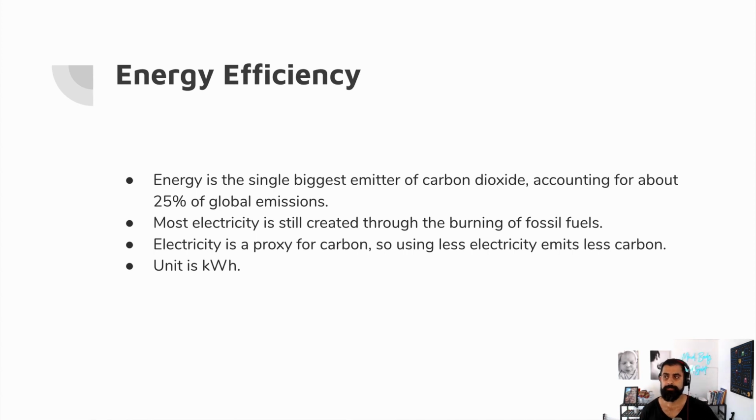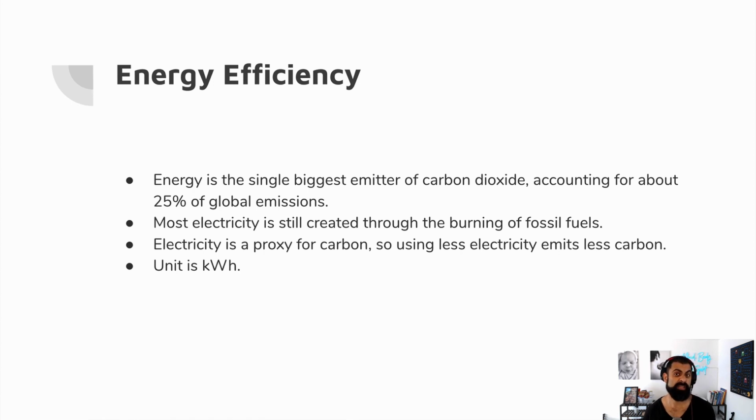So energy efficiency. Energy is the single biggest emitter of carbon dioxide. It accounts for about 25% of global emissions. And that's because most electricity is still actually created through the burning of fossil fuels, mostly coal right now. So for whatever our achievements are so far, we're still making most of electricity through fossil fuels, through burning things. And therefore, we call certain things carbon proxies, which are so tightly linked to carbon, you might as well treat them as carbon. So electricity is what we call a proxy for carbon.